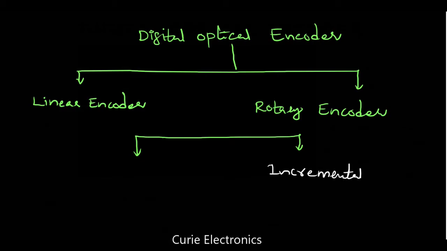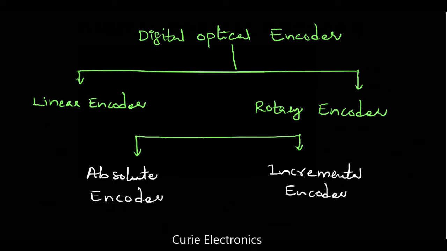Incremental encoder. The other one is the absolute encoder. Absolute encoder. Here there is no reference position. This will give the absolute position of the wheel. It is similar to the incremental encoder, but this will give a different sequence of digital code.